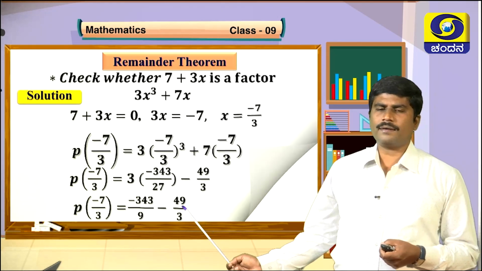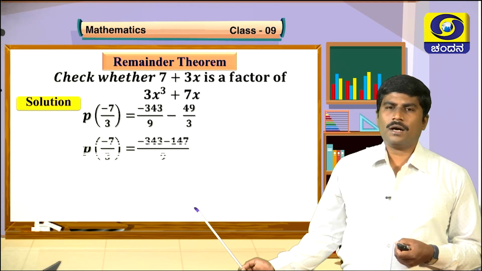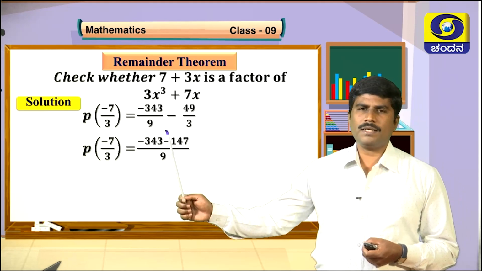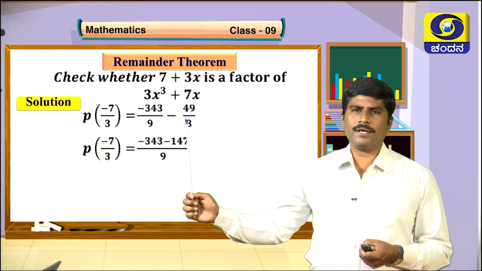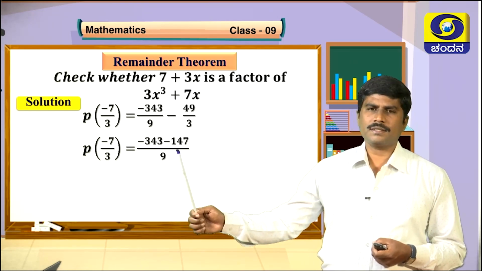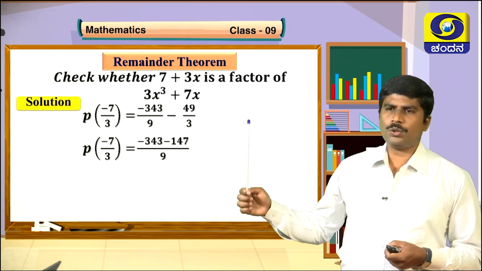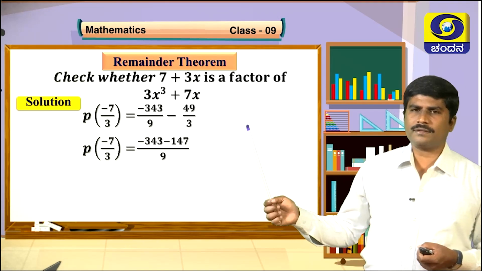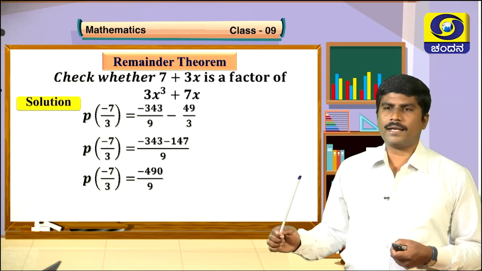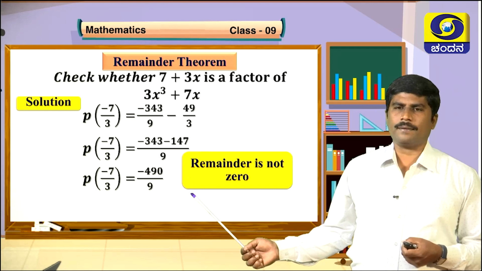Now we have to get the LCM of 9 and 3, right? If you get the LCM, you will get 9. So minus 343 divided by 9, and 49 by 3 into 9 LCM: 9 divided by 3 you will get 3, 3 into 49 is equal to 147. Since both are negative, we are going to add. So the answer we will get is minus 490 by 9.